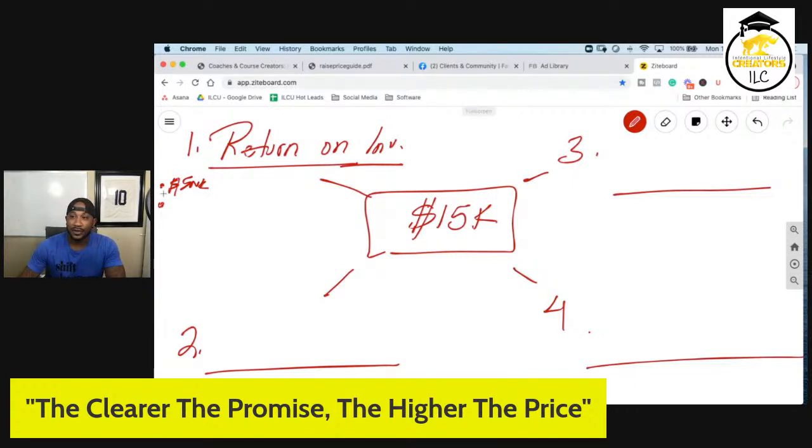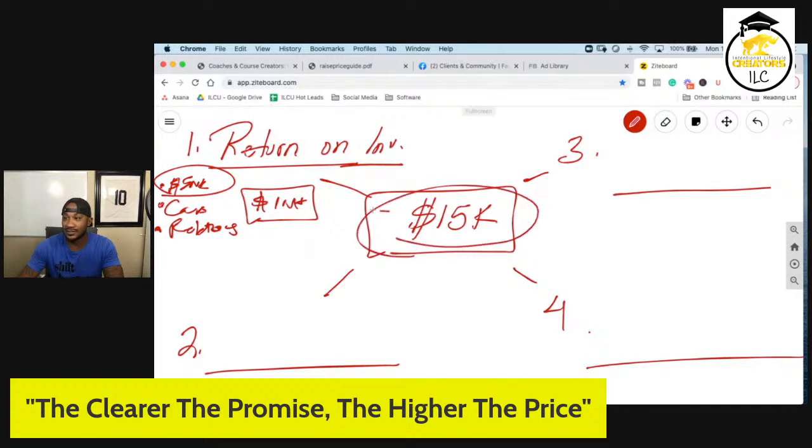So if I lose my house, if I lose the cars, if I lose relationships, the monetary value of a divorce could mean over $1 million for some people, or plus, right? So if I want to charge $15,000 to save you $1 million, would you make that investment? Give me a yes or no in the comment section.